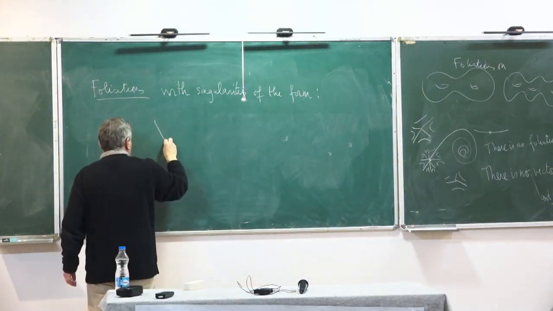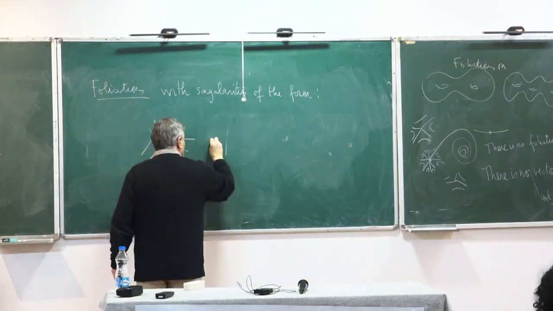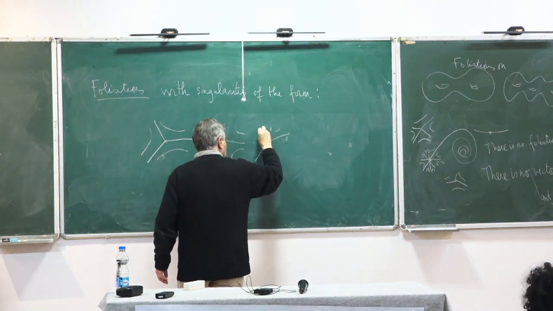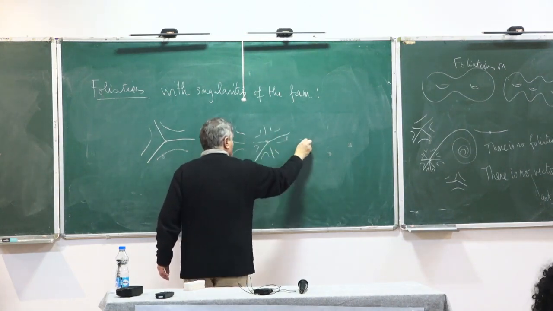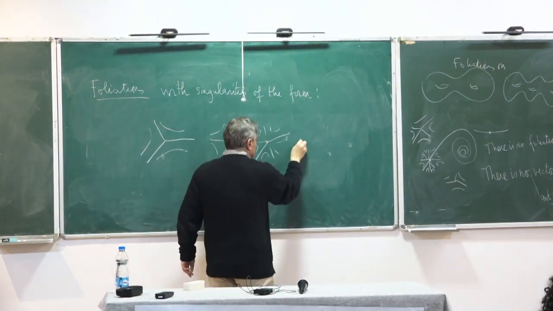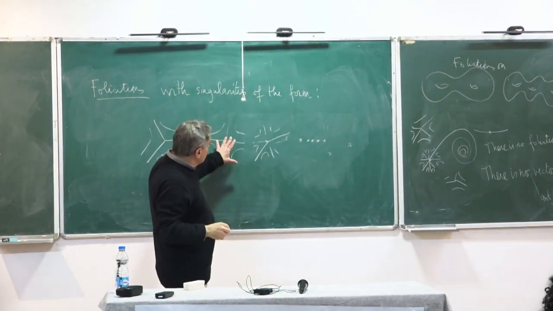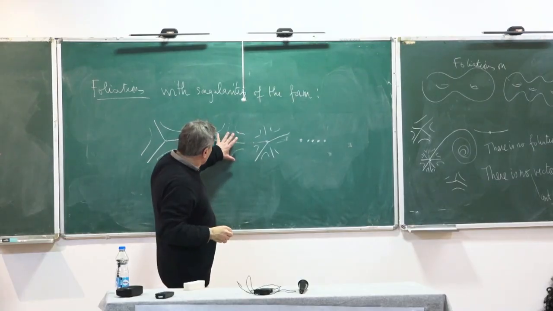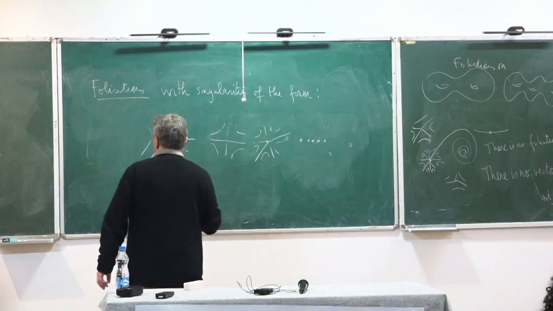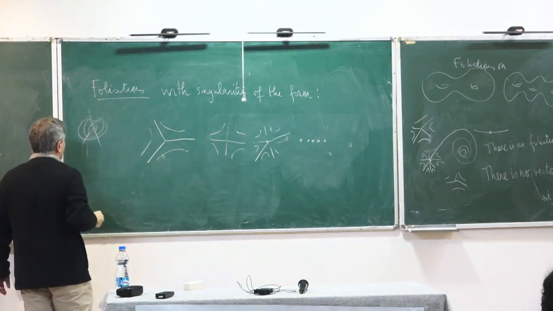So I draw pictures, in fact, either like this or like this, or 5 separatrices, 1, 2, 3, 4, 5, and so on. So this is three separatrices, this is 4, this is 5, and so on. I admit only this kind of singularities. So, for instance, I will not admit this kind of singularity. This is not allowed.